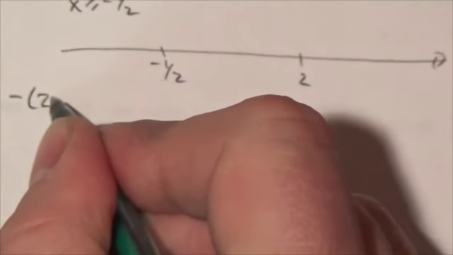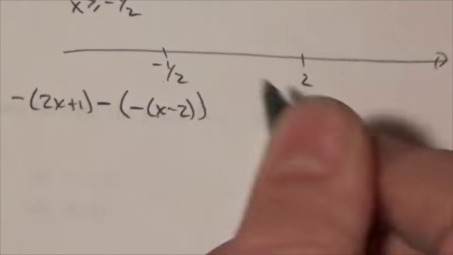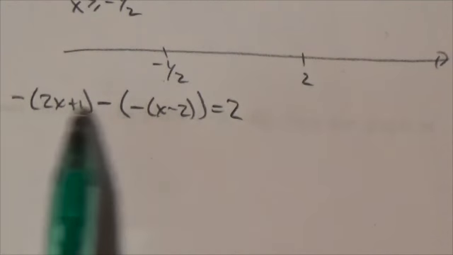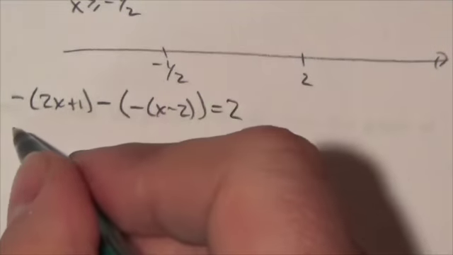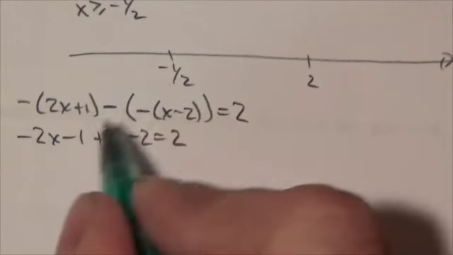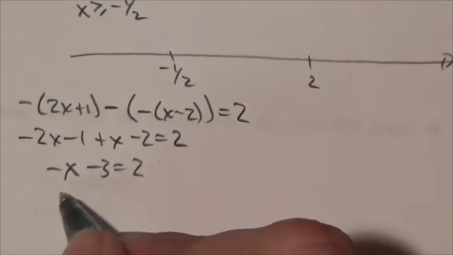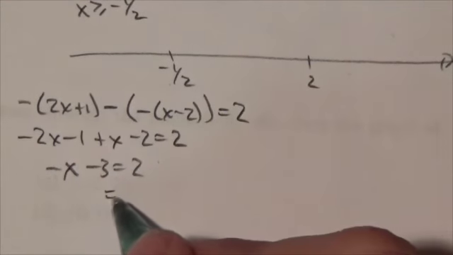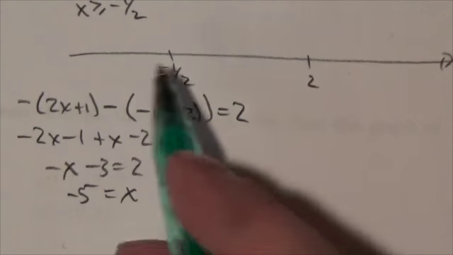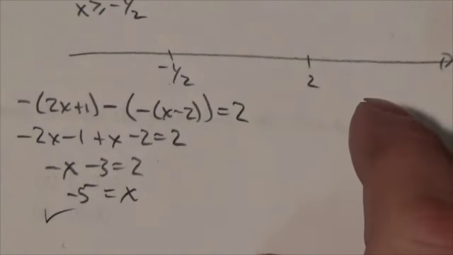So this becomes negative (2x plus 1) minus negative (x minus 2) equals 2. What's happening here is the absolute value is throwing in these additional two negative signs. Now this is negative 2x minus 1 plus x minus 2 is equal to 2. I get negative x minus 3 is equal to 2. So bring the x over, bring the 3 over, negative 5. So x is negative 5. Now, is negative 5 less than negative 1/2? Yes, it is. And so that's a good solution.